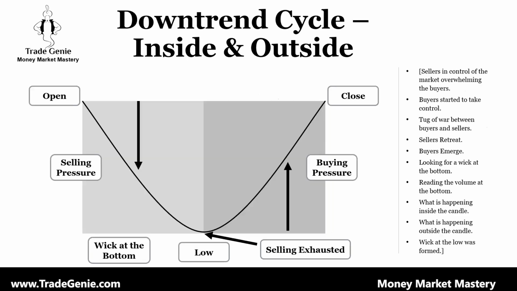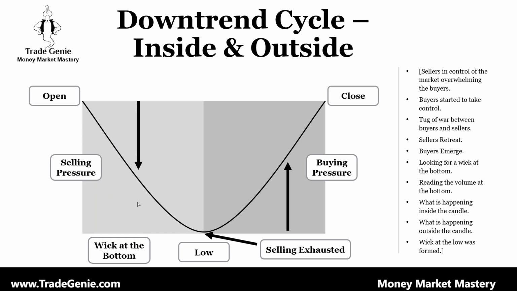So this is the sine wave price action. Now this is another way of looking at it, which is a downtrend cycle, inside and outside. Sometimes the stock is under pressure and selling, and it goes down. This is where the stock opened and started to move down. It comes down, down, down, and then makes a low. Here is the selling pressure, because there are more sellers than buyers, so it's just coming down.